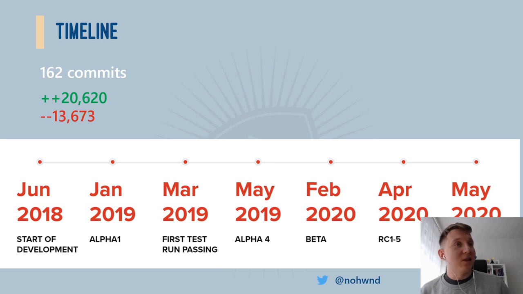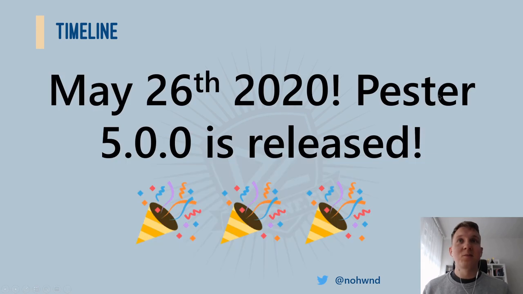And then in May 2020, there was the first general availability release, which was, I think, RC7. And now, by the time you're watching this presentation, Pester 5.0.0 is finally released. Yay!